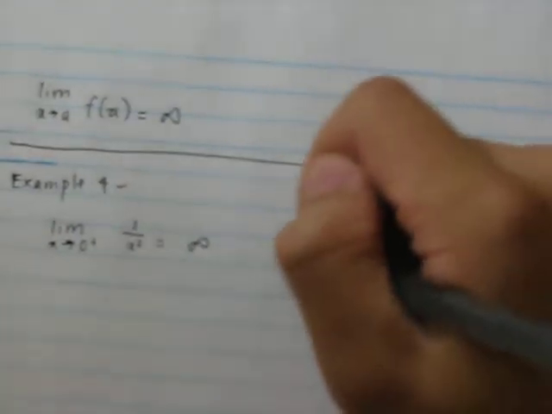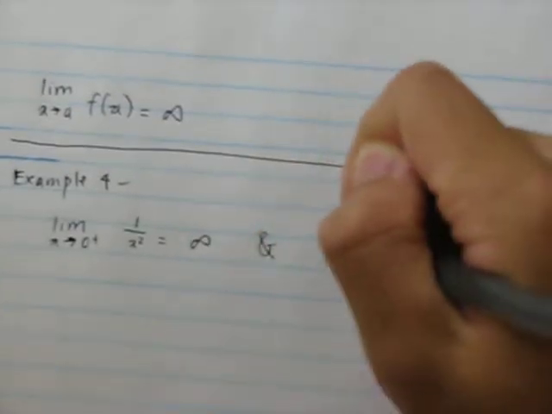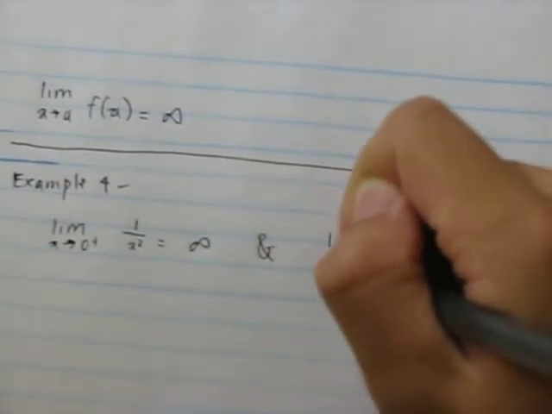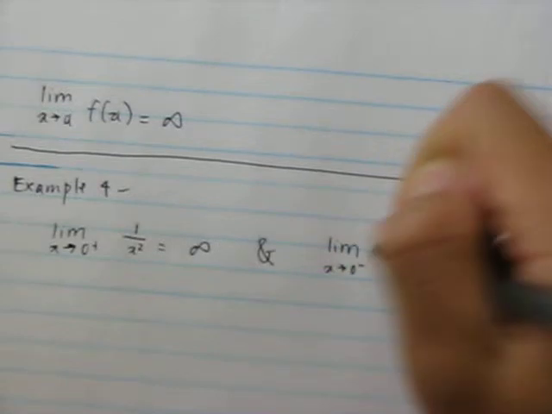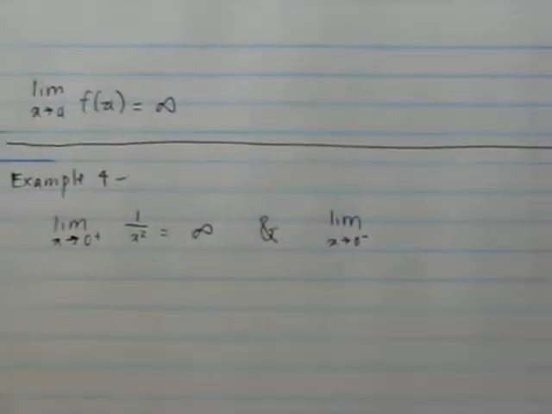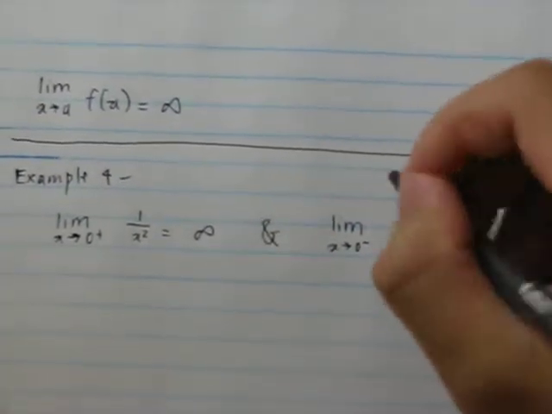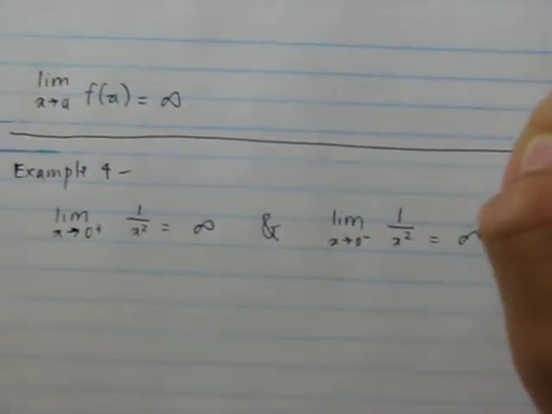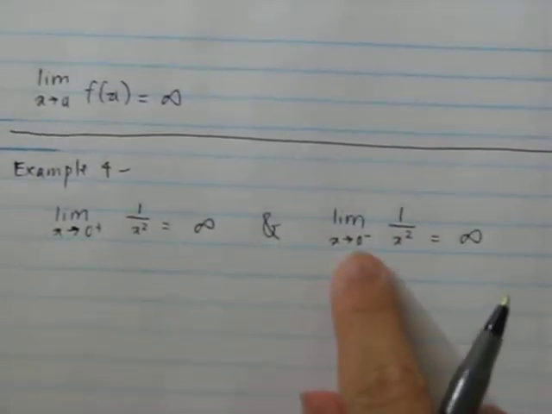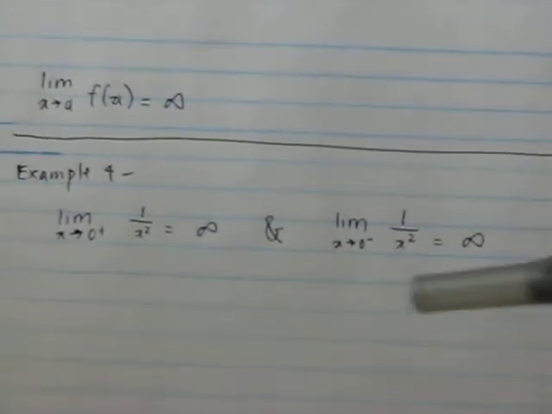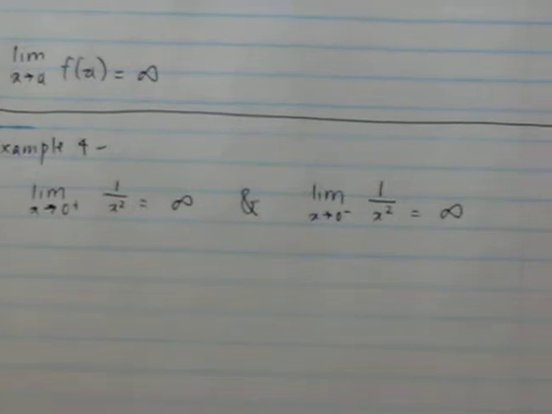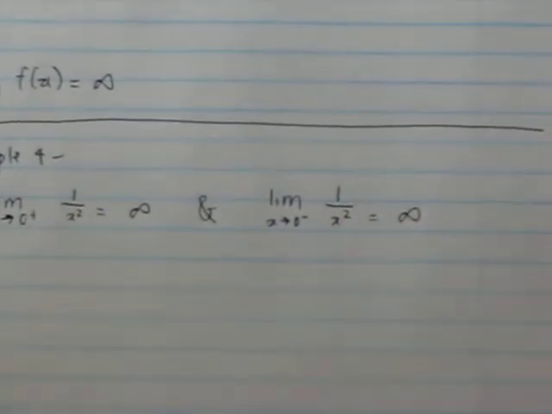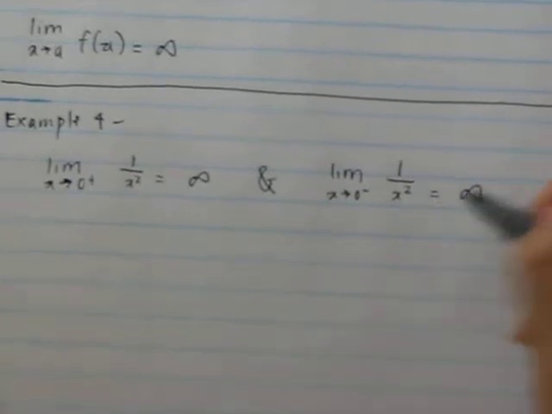Similarly, we do the limit as x approaches 0 from the left-hand side, and we have 1 over x squared equals infinity as well. Because however negative your number might be, maybe it's like negative 1 times 10 to the 50th power, it's squared, so it's still going to be some really, really small number in the denominator. And 1 divided by a really small number is a really large number.